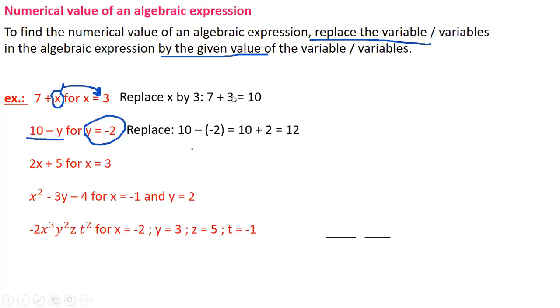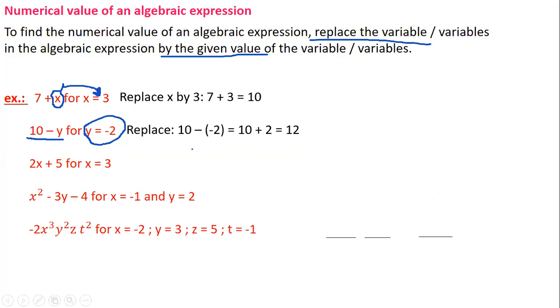Why did we put it between parentheses? Because in front of the minus 2 we have a minus. We cannot write minus after each other. Now how do we calculate this? Minus times minus becomes a plus. Right, Sari? Yeah. Now 10 plus 2, what will be the numerical value of the algebraic expression? 12. Thank you, Sari. It will be 12.